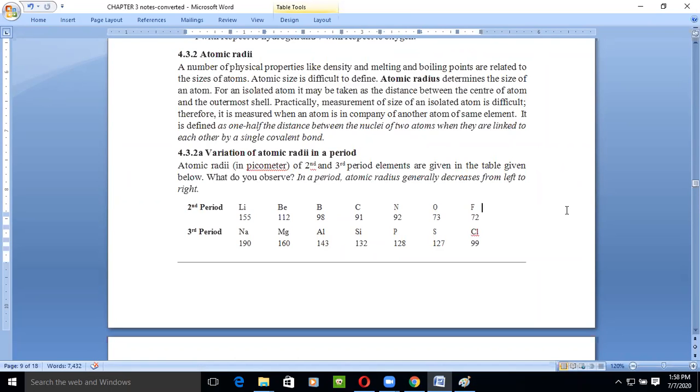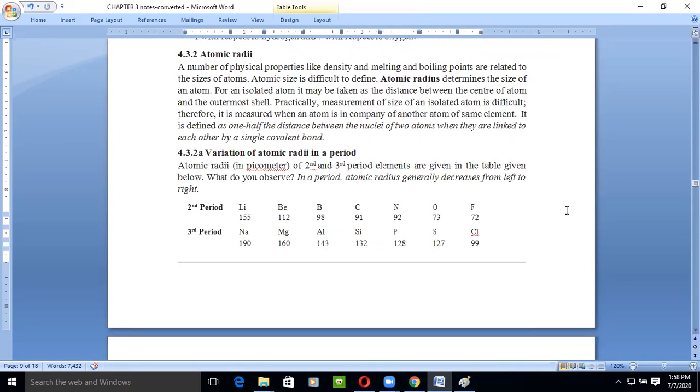When we go along the period from left to right, then what will happen? The atomic size will decrease. But when we go down the group, for example hydrogen, helium, and below them sodium, potassium, what will happen? The atomic size will continuously increase. I will tell you what is the reason behind it.